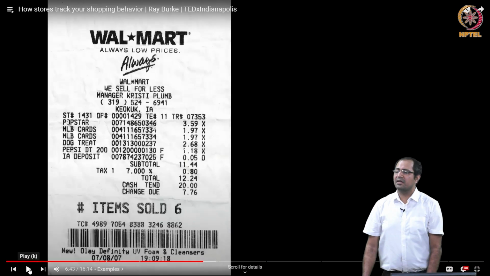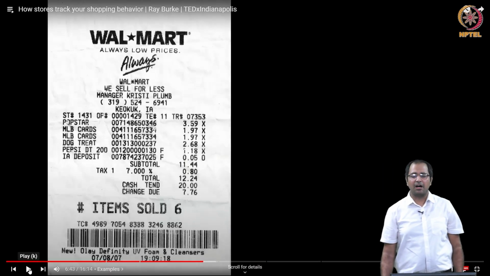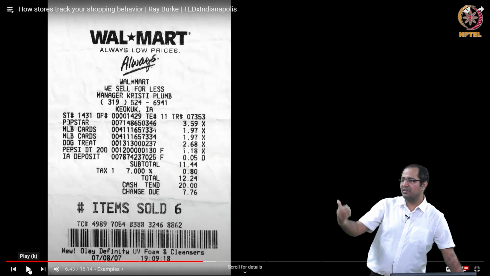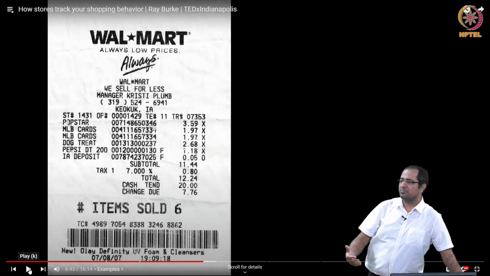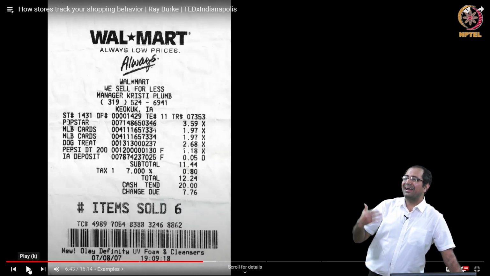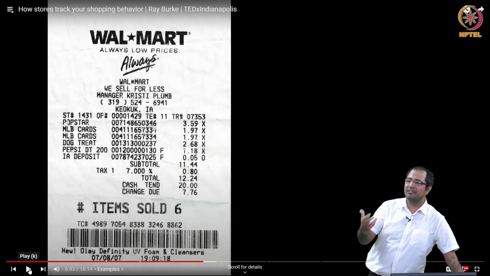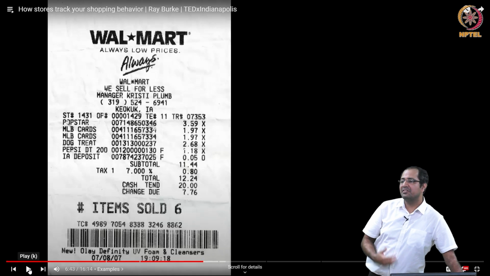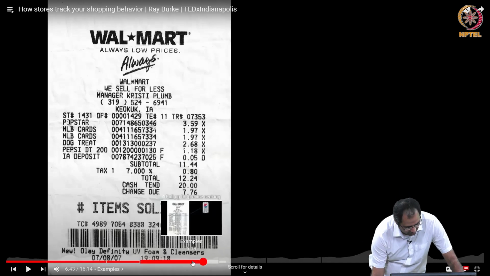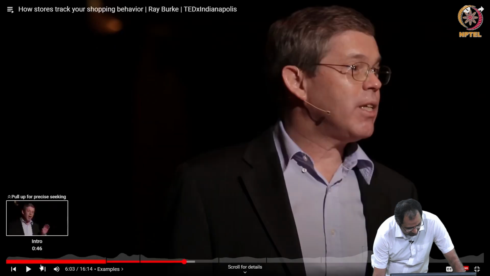Something more interesting is he is saying how one could use the bills from a particular customer to find out why they are buying what they are buying. So a store manager can actually use those bills to identify the reasons behind why people are buying what they are buying. So this is one of the examples which he is sharing.